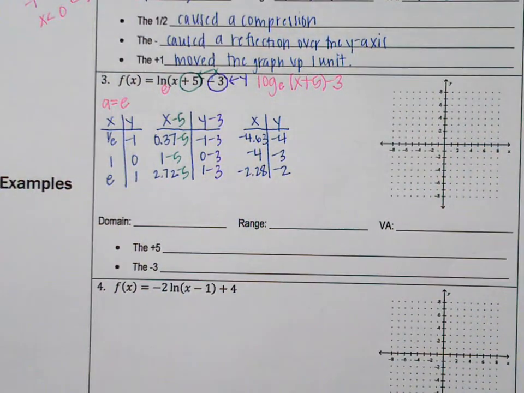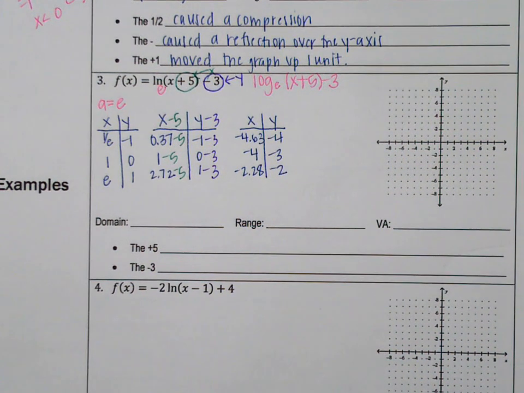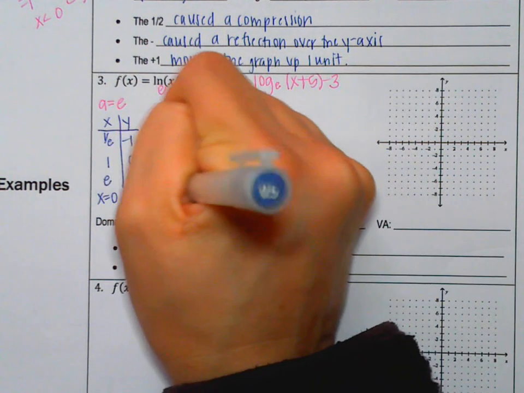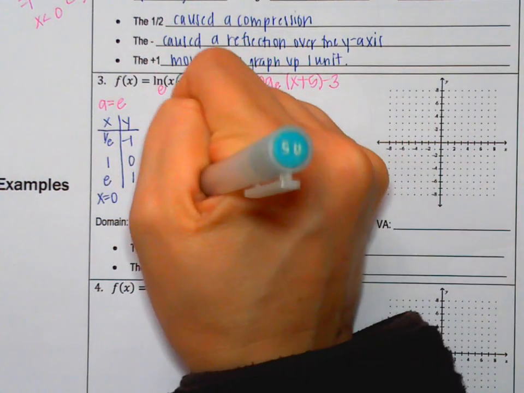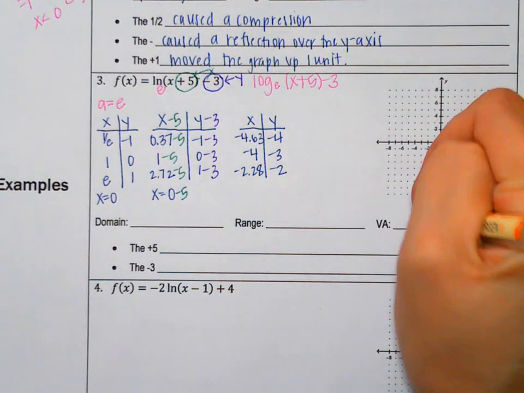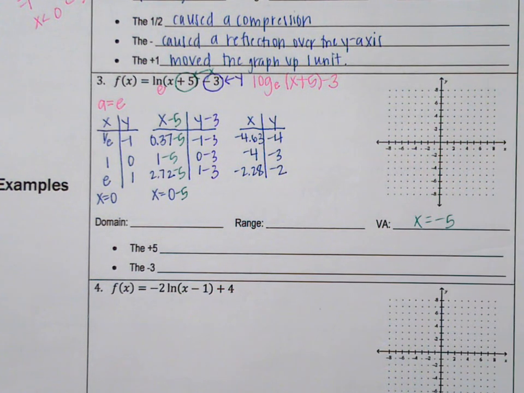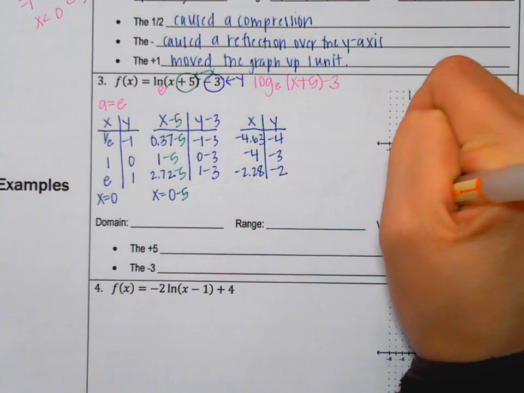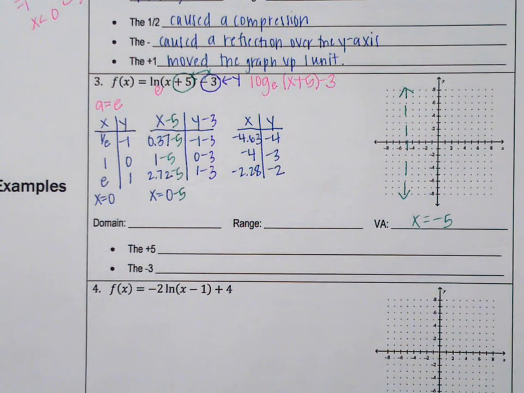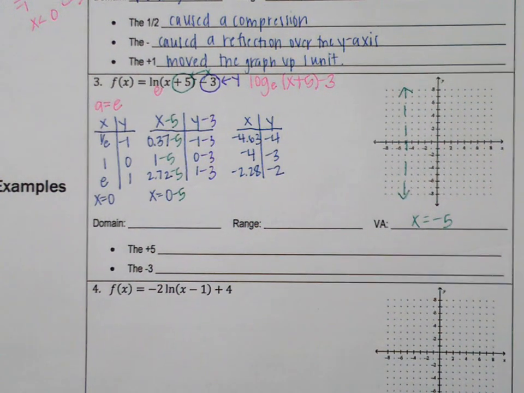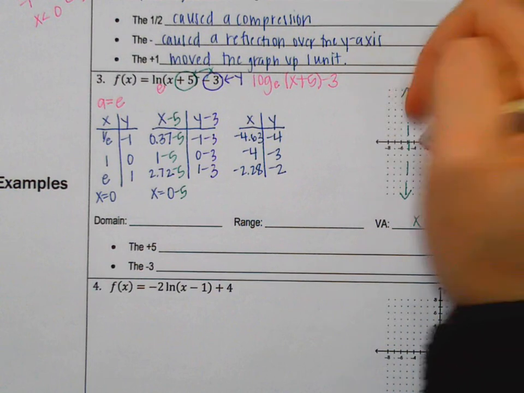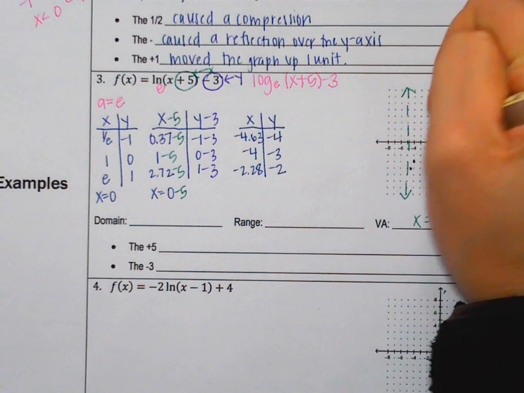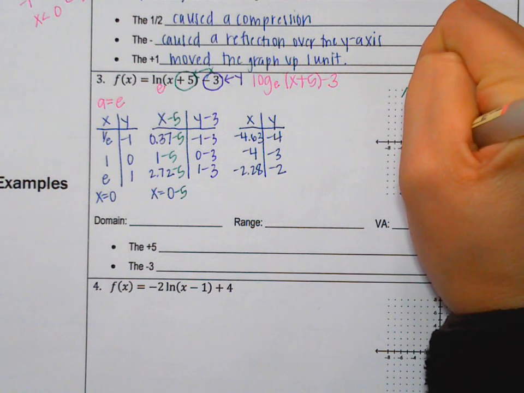Of course, before I graph my points, I'm going to graph my vertical asymptote. So to figure that out, I think about what happened to all of my x values. My x values, we subtracted them by 5. So 0 minus 5 gets me my new vertical asymptote at x equals -5, which is right there. And then I can plot my points. So I have -4.63 is at -4, -4 is at -3, and then -2.28 is at -2.